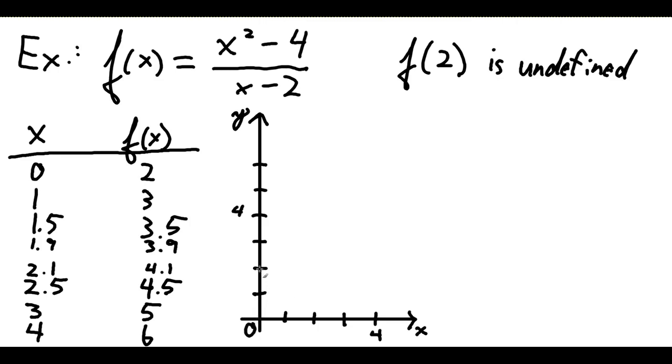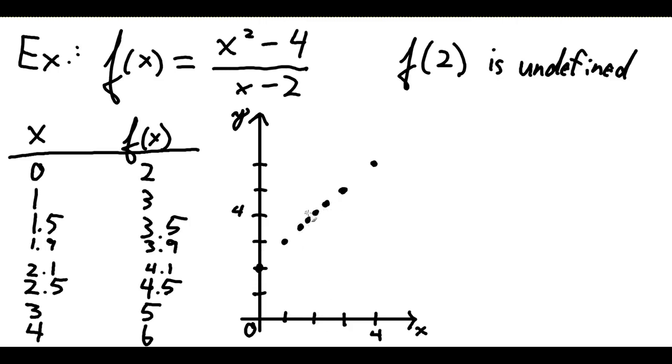We have 0, 2, that's that point there. We got 1, 3, so that's there. We have 1.5, 3.5, that would be right about there, give or take. We have 1.9, 3.9, something like that. At 4, we have 6, around here, I'm just sort of eyeballing this. At 3, we had 5. F of 3 gave us 5, that's about there. At 2.5, we get 4.5, so here's 2.5, 4.5. 2.1, 4.1. You see what's happening here?